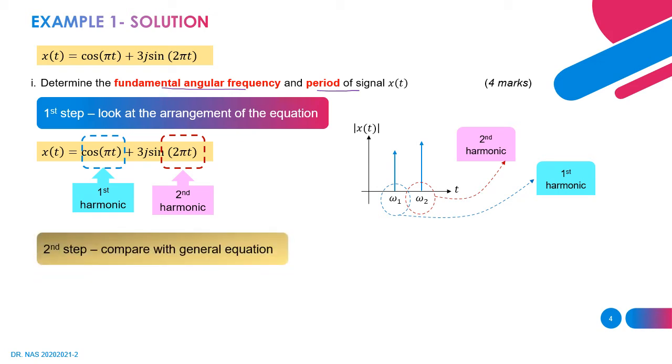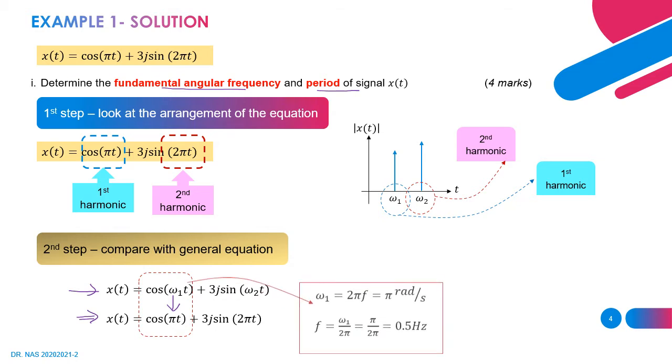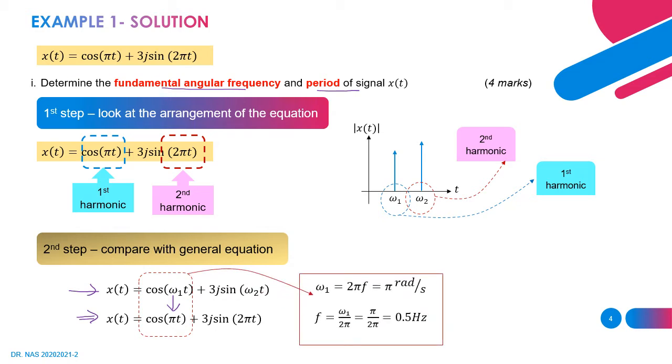So next you need to compare with the general equation. So this is the general equation: x(t) equal to cos ω0t, or cos ω1t. So in this case, this is the given equation. So you can compare directly. ω1 in this case equal to π radian per second. Okay, so ω1 equal to 2πf in hertz equal to π radian per second.